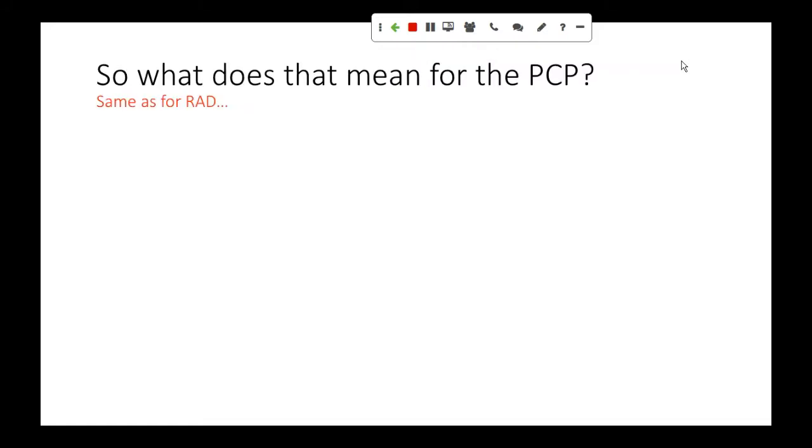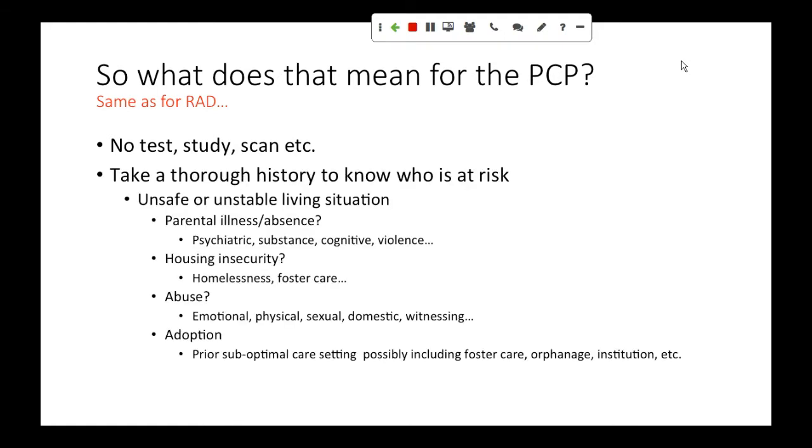Okay. So basically, for the PCP, it's the same. Next. Next. No test, no study, no scan. You have to take the thorough history so that you know who's at risk. And it's the same sets of issues for the parents and the environment. Next.